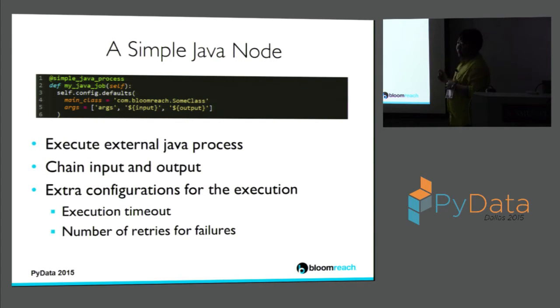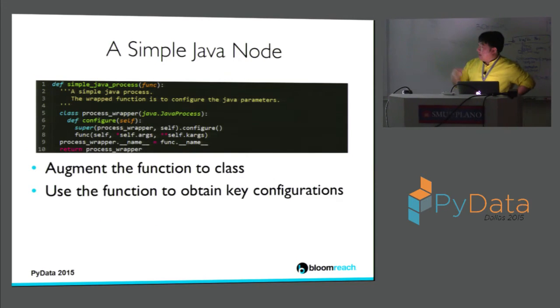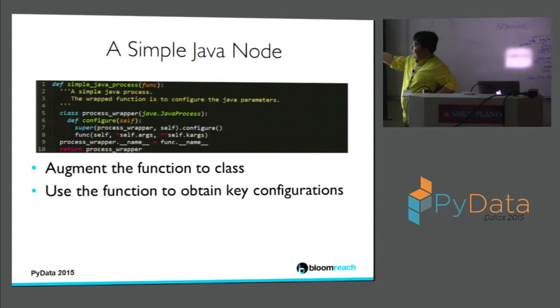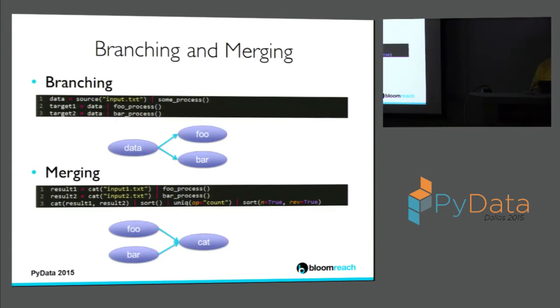So in the function, what you declare is not the actual execution of the logic. It's actually just where the Java class is, or where the jar is that you are going to call. So with a similar wrapper, instead of overriding the execute function, we actually override the configure function. That function is basically a provider of information, like how to execute the external Java process here. We augment the function into a class again, and then we can use that function to get the key parameters we need to execute the Java.